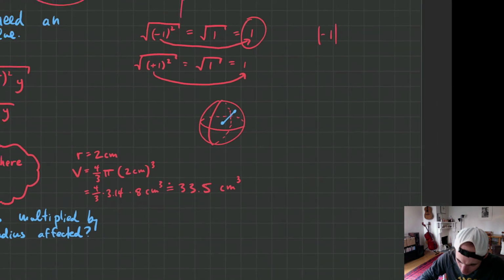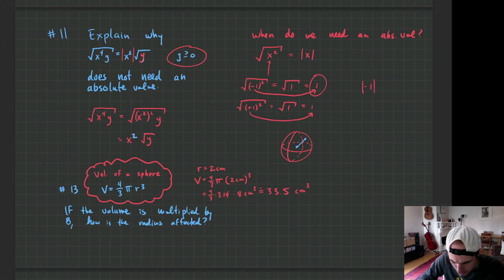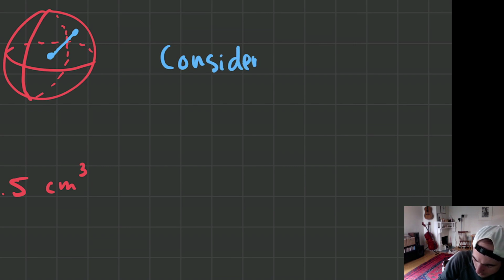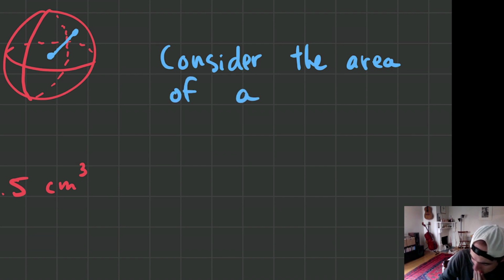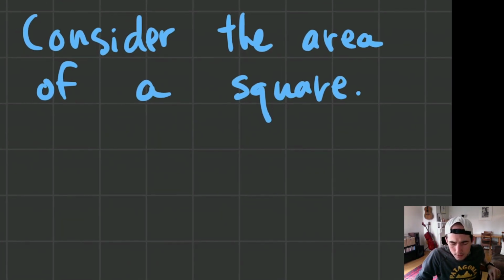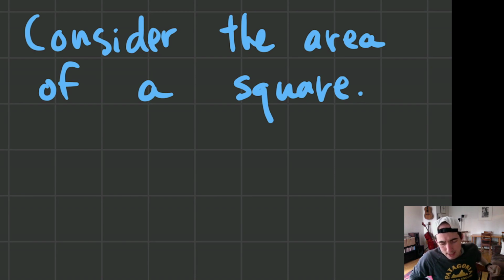So consider this. I'm going to do a more straightforward example. Let's consider an easier concept than the volume of a sphere. Let's consider the area of a square. And in fact, this is a great example, because it has huge implications in the history of math.